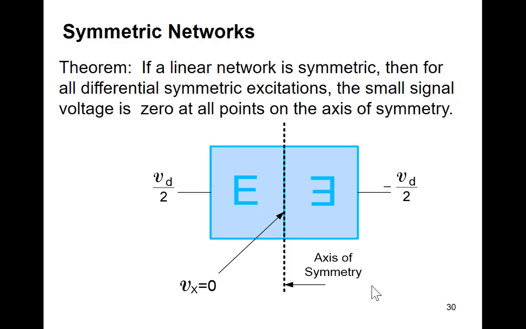If a linear network is symmetric, then for all differential symmetric excitations, the small signal voltage is 0 at all points on the axis of symmetry. Can we prove that?